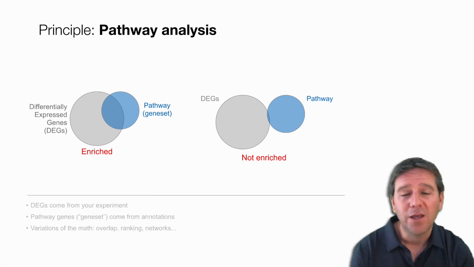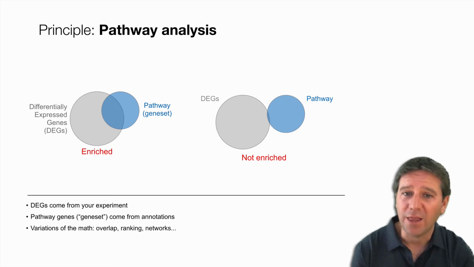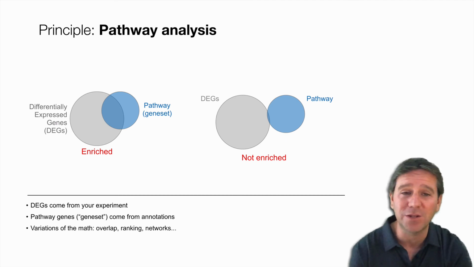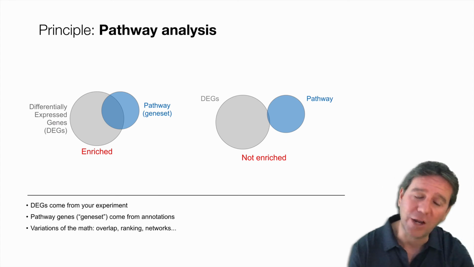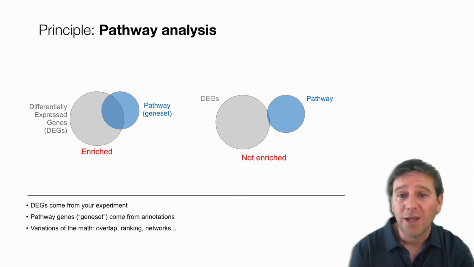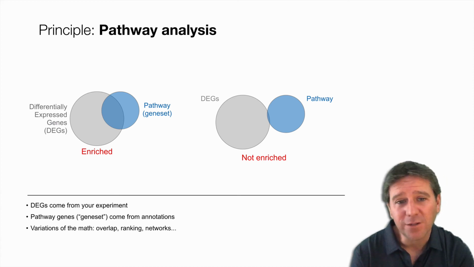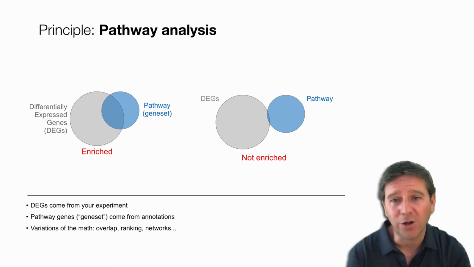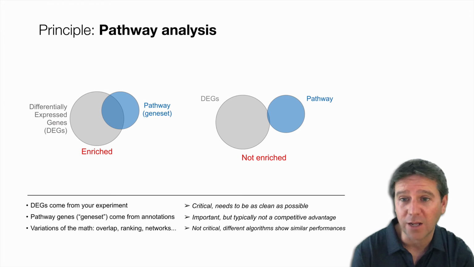from our set of available gene sets from these databases. Now the differentially expressed genes come from our experiment. The pathways and genes come from annotations, not from textbooks of course, but from bioinformatics databases like KEGG and GO, etc. And then there are variations in the way we can do the math and check for overlap and rankings or use networks, and how we calculate the enrichment and the significance of that enrichment. It can differ between different packages and tools, but in practice, the different algorithms show quite similar performance. We're going to focus in our hands-on session on a couple of methods available from packages within the Bioconductor framework in R to do this gene set enrichment.